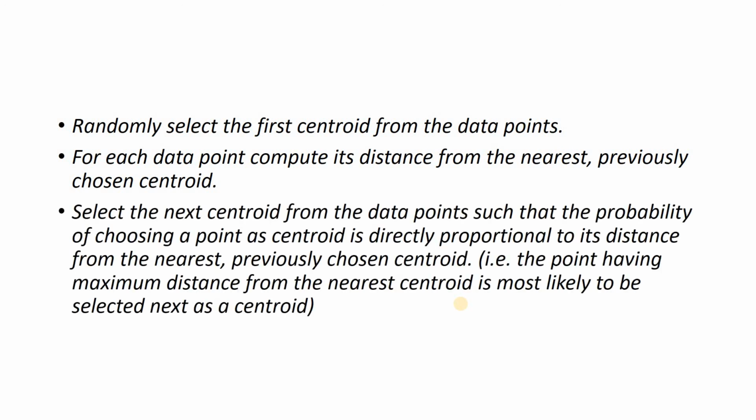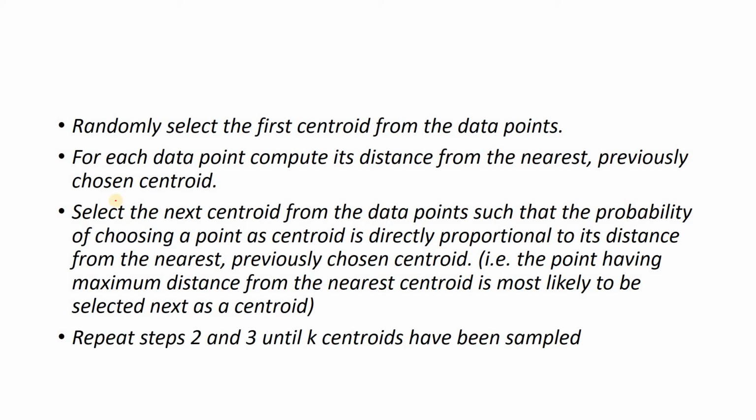Step 3, then select the next centroid from the data points such that the probability of choosing a point as centroid is directly proportional to its distance from the nearest previously chosen cluster. As I have discussed, the point having maximum distance from the nearest centroid is most likely selected next as a cluster centroid, right? Because you can understand that 2 cluster centroids will obviously not be very close to each other. So to make them far away from each other, we are following this approach.